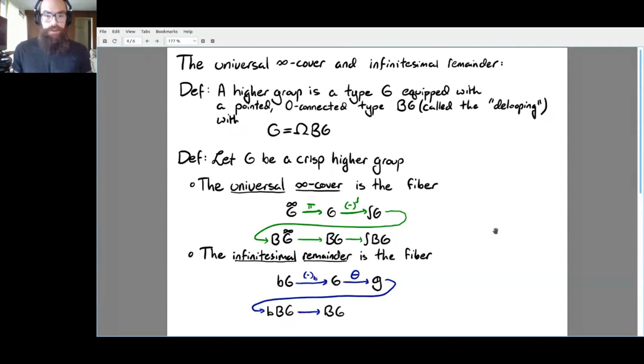So in particular, the infinitesimal remainder of a higher group and of its universal infinity cover are equivalent, just like the Lie algebra of a Lie group and its universal cover are equivalent.